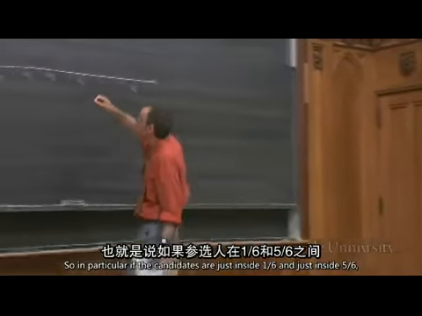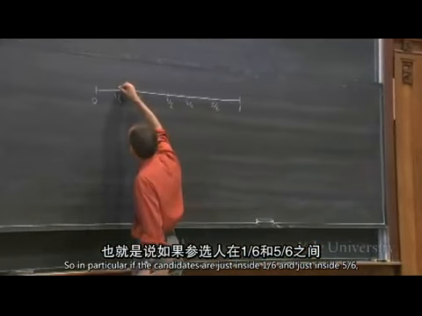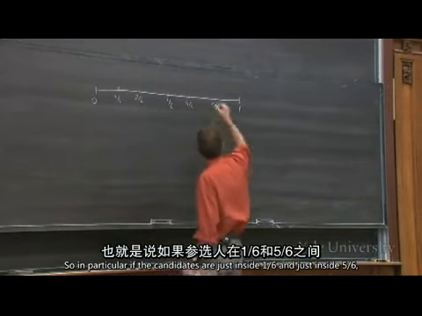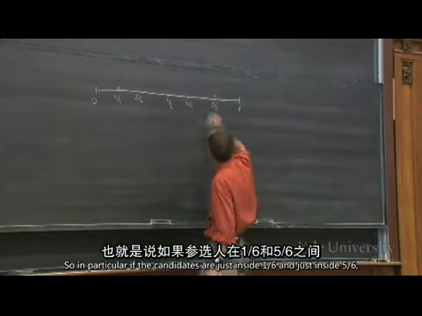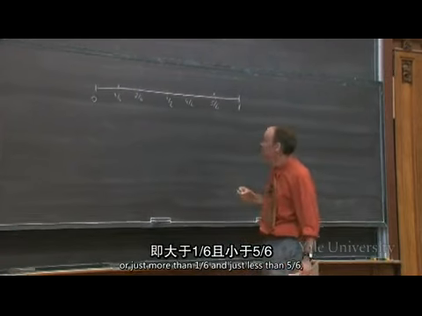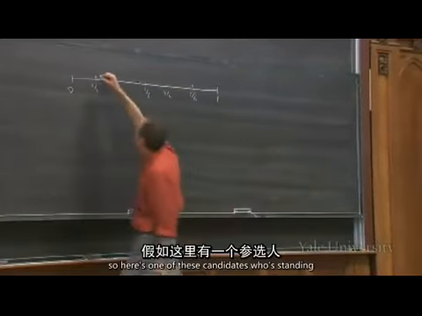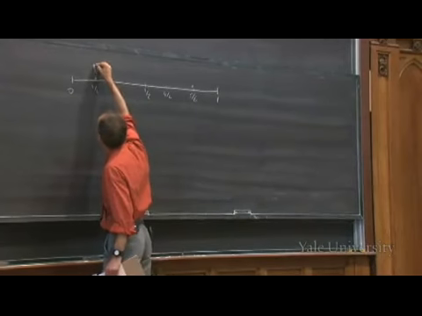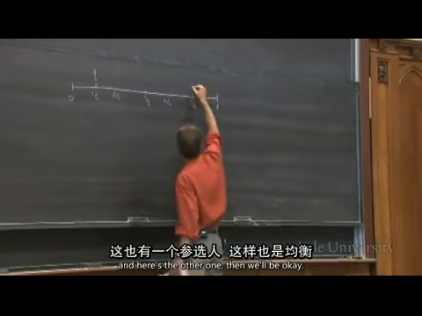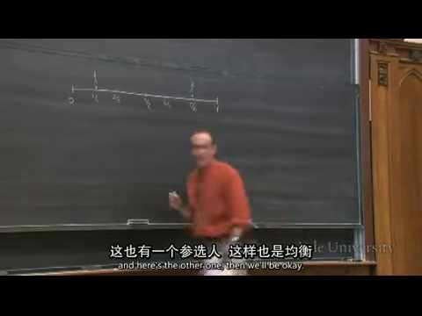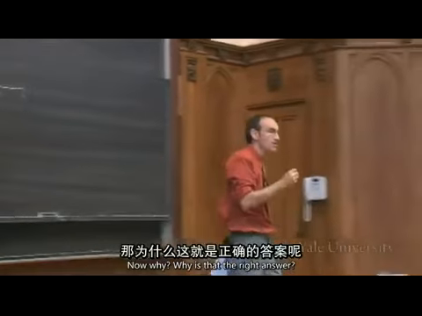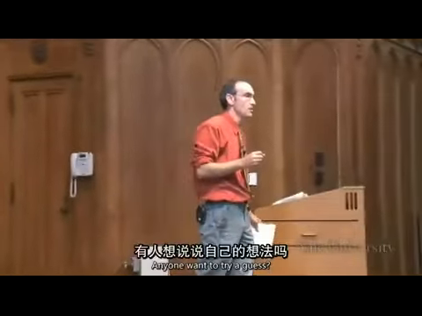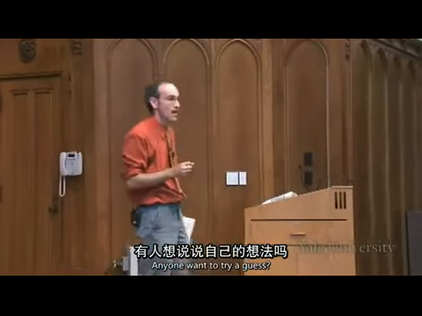All right? So in particular, if the candidates are just inside, I'll put them just there, at 1/6, and just inside 5/6, so just more than 1/6 and just less than 5/6. Right? So here's one of these candidates who's standing, and here's the other one. Then we'll be okay. Now, why? Why is that the right answer? Anyone want to try a guess?